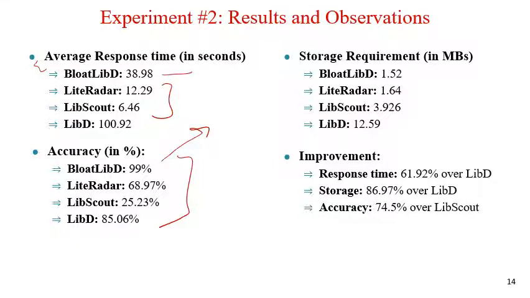And for the improvement, we compare blotlibd with libd only, because it has a considerable amount of accuracy, 85%. So for response time, it achieves 61.92% improvement over libd. Storage, it achieves 86.97% improvement over libd, and accuracy it achieves 74.5% over LibScout. It also achieves a small amount of improvement in comparison to libd. So therefore we would say that blotlibd outperforms all the existing tools.